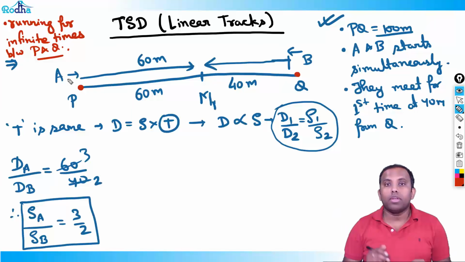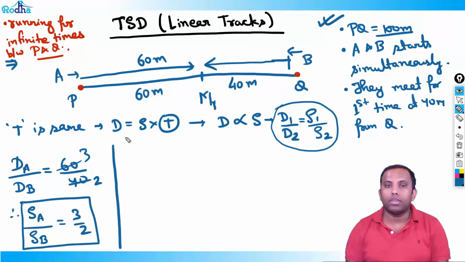So if they keep running infinite times between these two points, when can the meeting point M2 take place? The first meeting point is M1, which is 40 meters from Q.